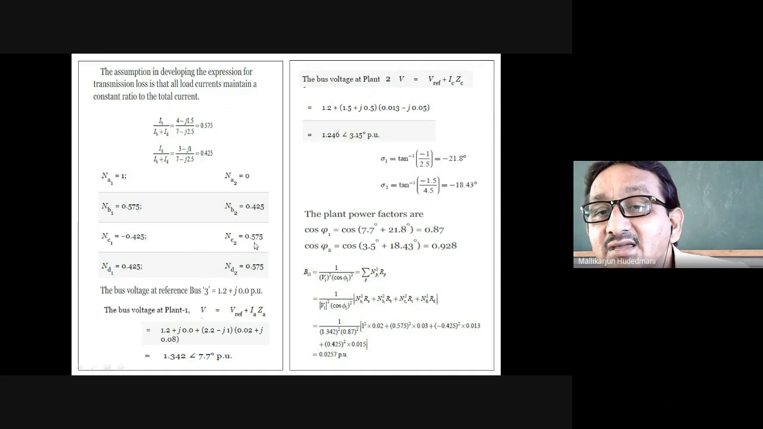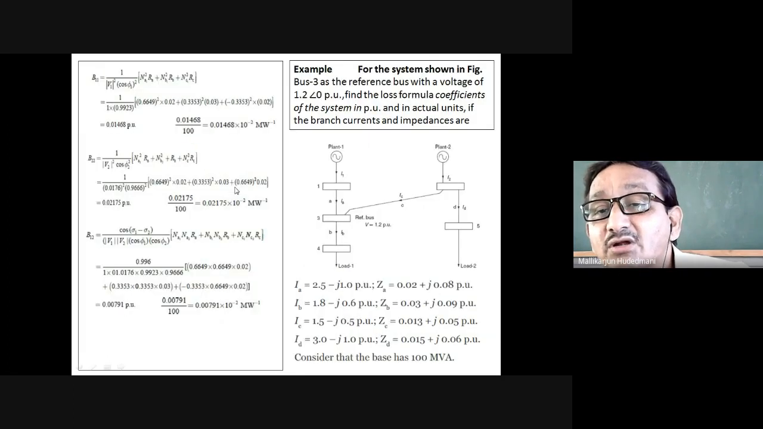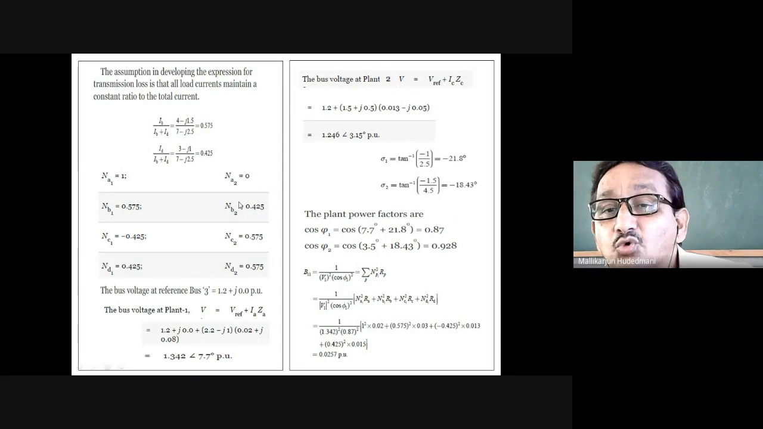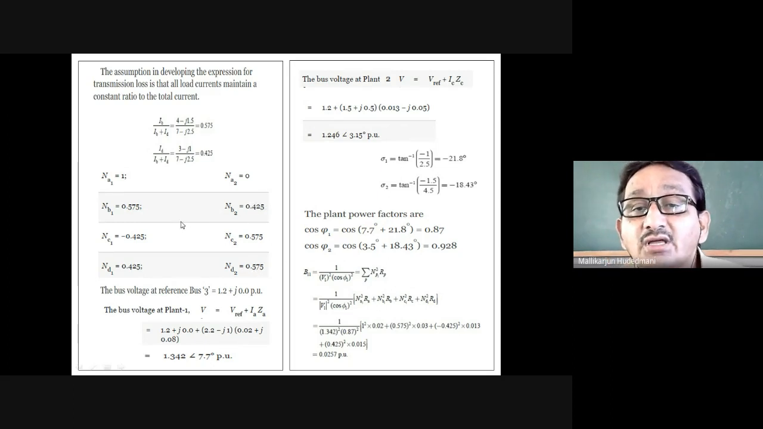0.575 is NC. What about NB then? NB must be 0.575. Then definitely A is not involved, because A section is behind this. This is not involved. And D is the load. D is already written as 0.425. So please revise these things in your notes. This value must be written here. This value must be written here. Accordingly, you got the NA1, NB1, NC1, ND1, NA2, NB2, NC2, ND2.